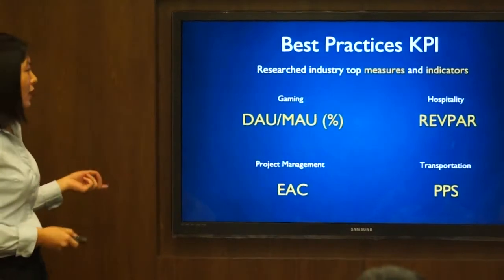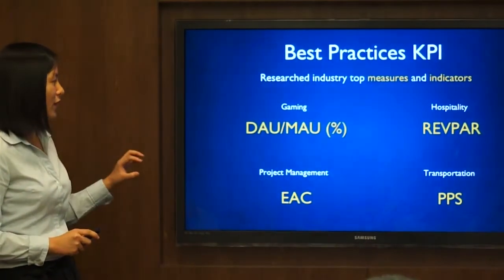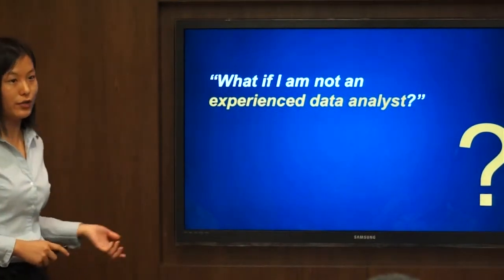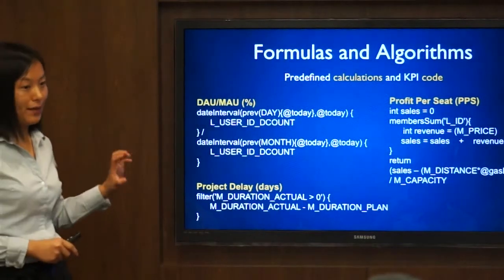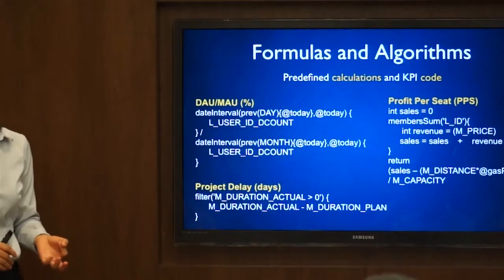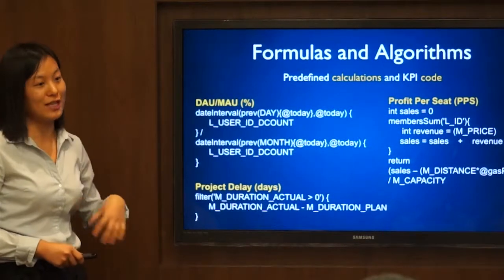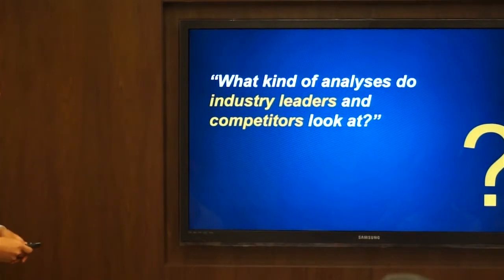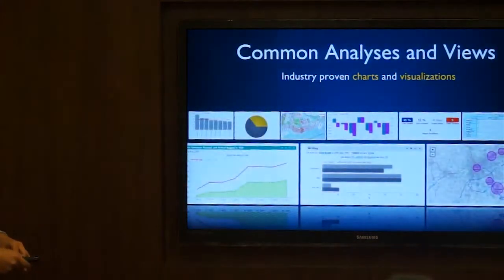Okay, now you know that you need these KPIs, but how do you write the formulas in order to develop them? You don't need to worry about that, because under each KPI or measure we put there, you will be able to see the formulas underlying it. These are all the codes you will be able to use once you start to build your own reports. And what if I want to see all the analysis that industry leaders and competitors look at?